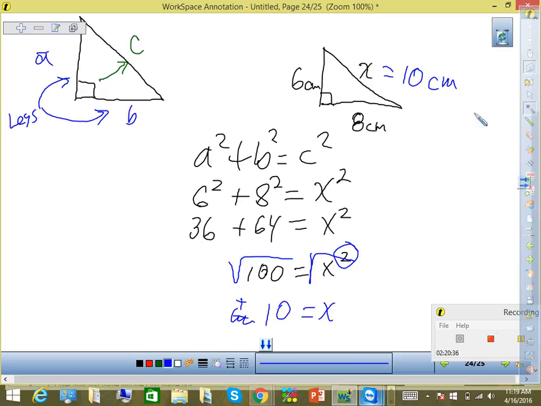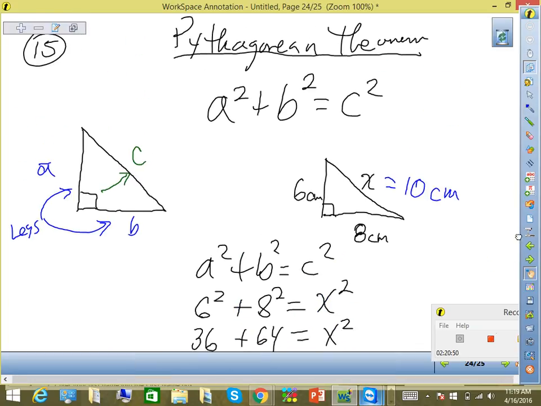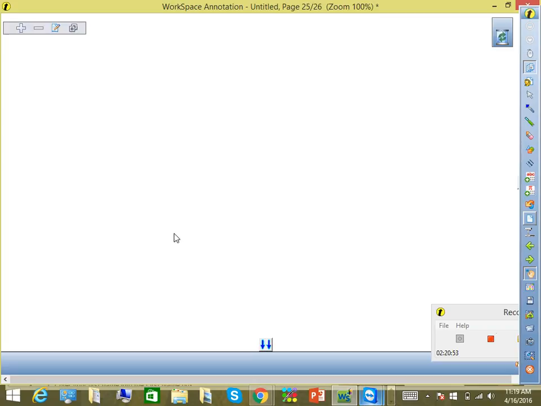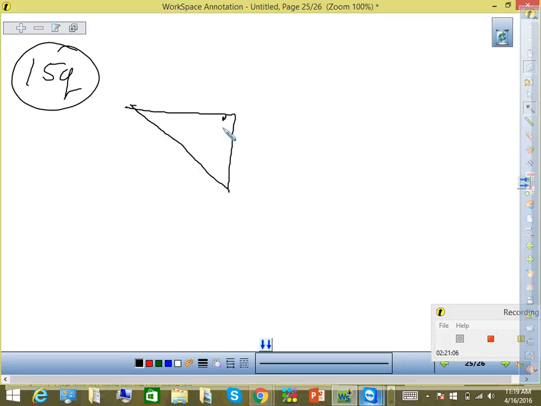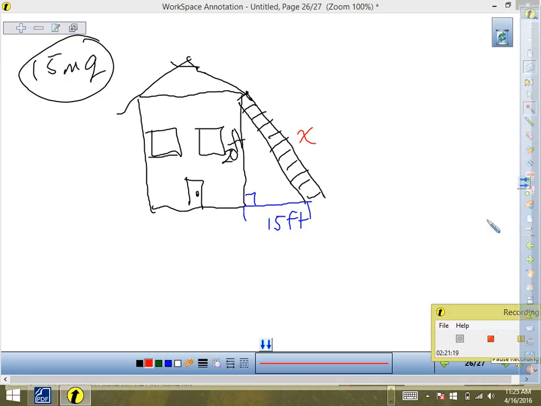How we doing? Let's do another one. Here we go. Example, what was this one? 15. Go to 15 cubed. 15 cubed. Write this down, please. 3, 4, x. Solve for x, please. Go.